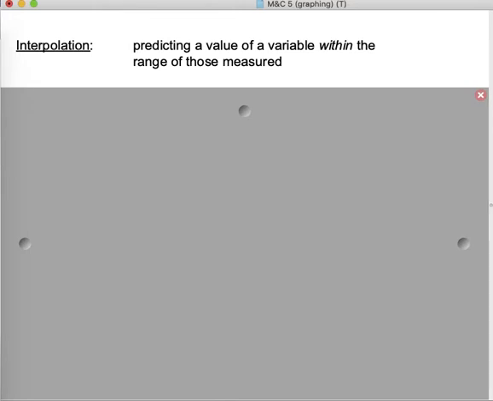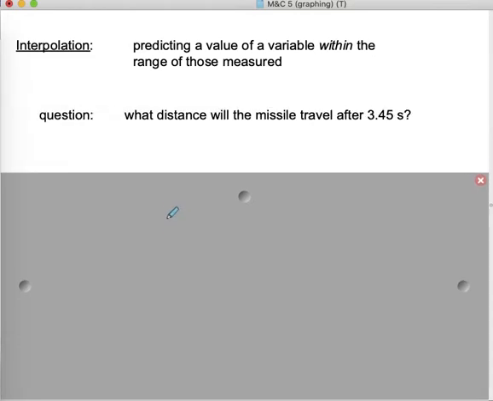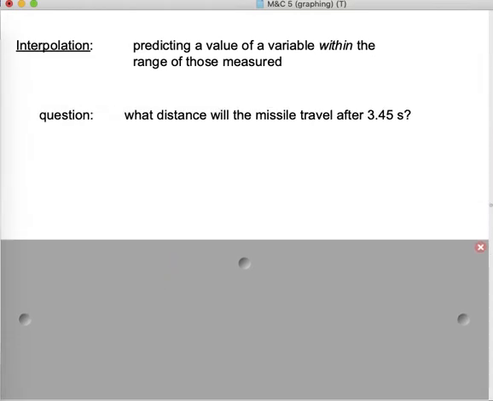One type of problem is called interpolation. Interpolation is predicting the value of a variable within the range of those measured. And here's an example. What distance will the missile travel after 3.45 seconds? Again, we follow our process. We start by writing down the equation that we're given. Distance equals velocity times time.